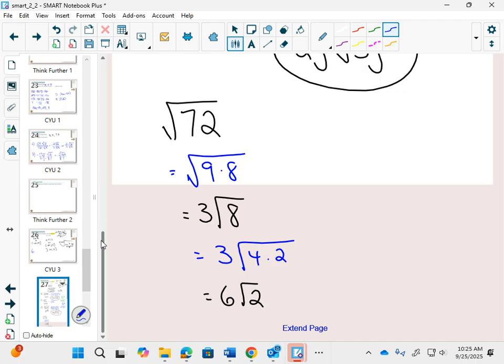Wouldn't it have been nice had I thought of 36 times 2 instead of 9 times 8? Oh, it would have been so much easier if I had done that to get to 6 root 2 right at the beginning. But it's not wrong if you do 9 times 8. But it's easier if you see the biggest one first. 72 divides by 9, perfect square. It also divides by 36, perfect square. So even once you think you've simplified, you should check if you can simplify more.